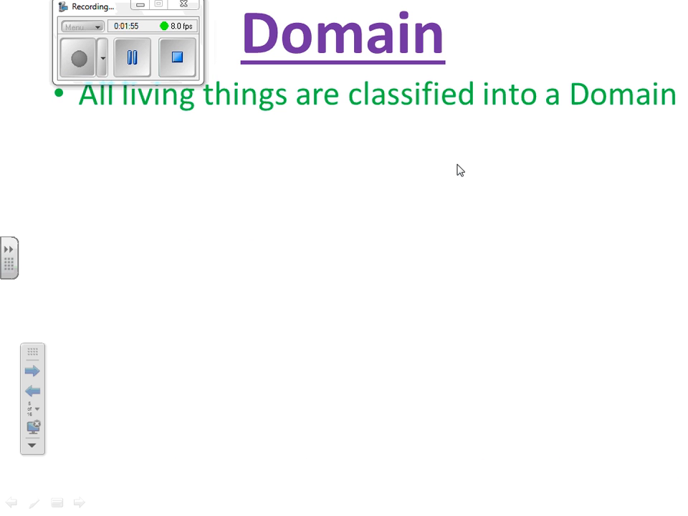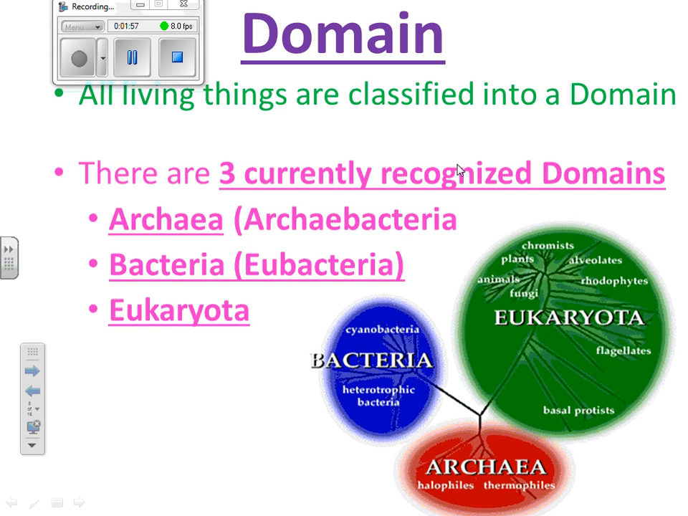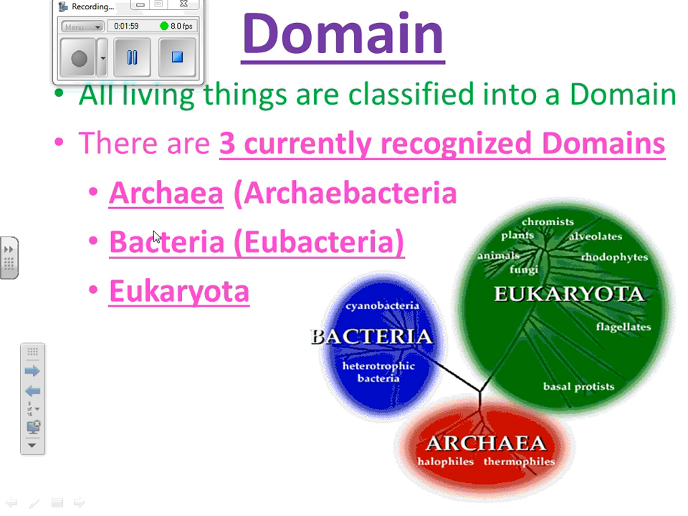Again, all living things can be put into a particular domain. There are 3 currently recognized domains. In science, sometimes after further study, things change. It used to be something else, but now it's 3. They are archaea, sometimes called archaebacteria, bacteria, which sometimes is called eubacteria, and eukaryota.